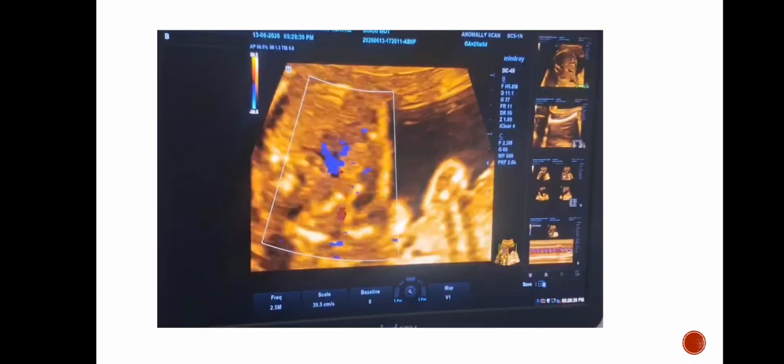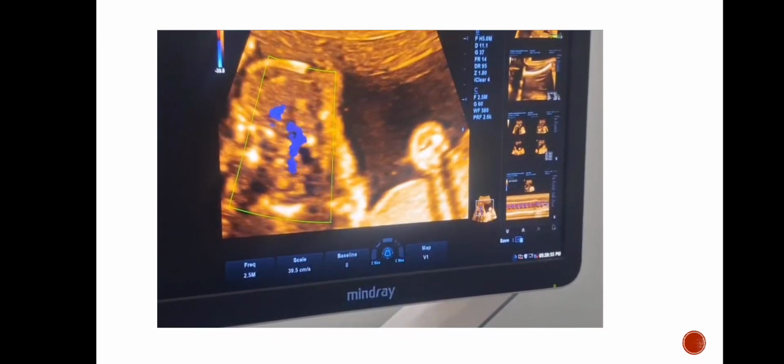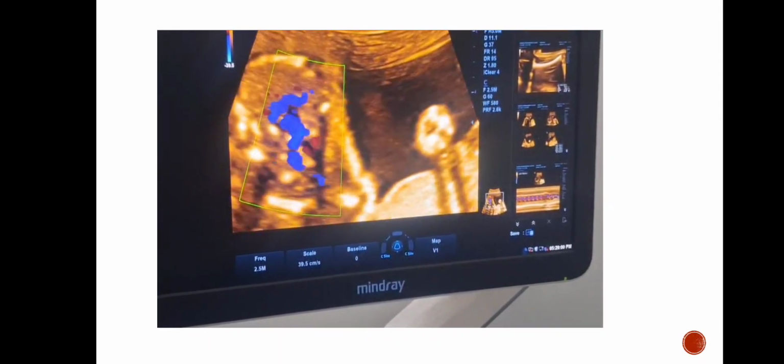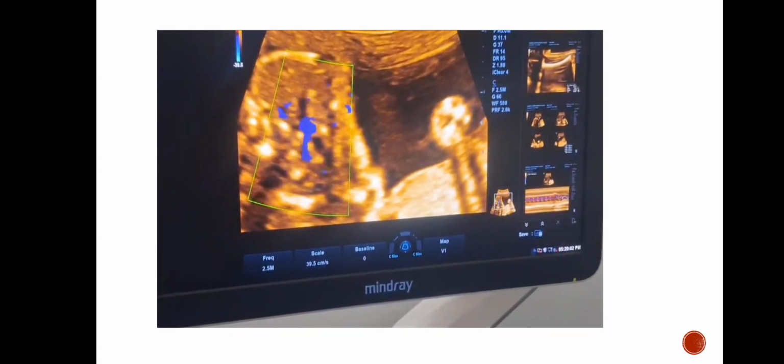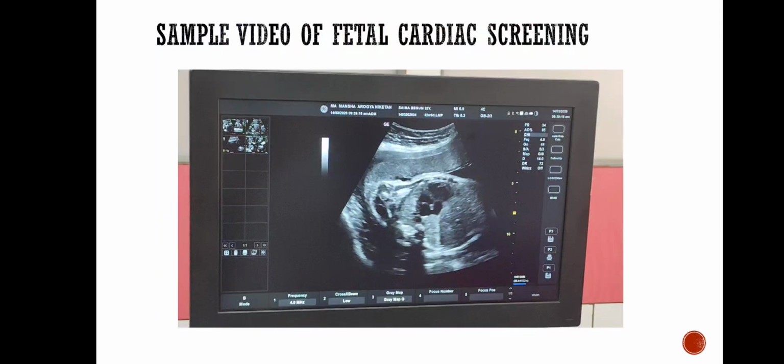This is a video of the right subclavian artery, the blue one, curving in front of the trachea and extending to the right arm. Now come to the sample video of fetal cardiac screening.